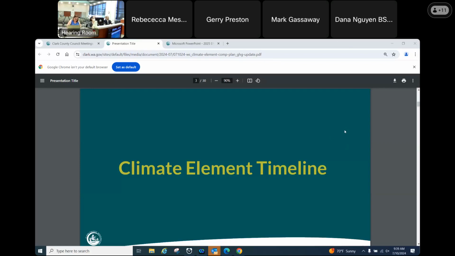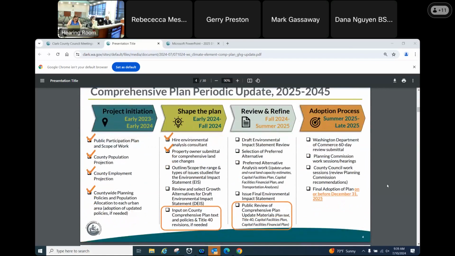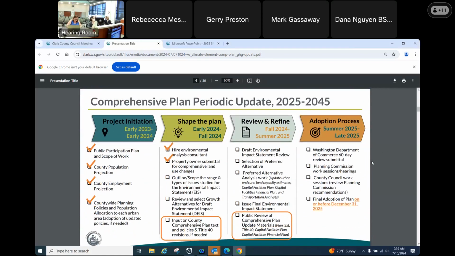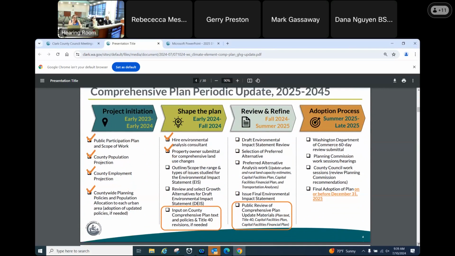Okay, and let's go to the next slide to look at the timeline. So this slide is just a reminder. You've seen this before. This is the high-level overview schedule of the whole comprehensive planning periodic update project. Check marks are showing tasks that have been completed so far. And we've circled 2 items in this timeline related to updates to the text and policies of the comprehensive plan. And this is where the climate element fits within the larger scope of this whole project, because the climate element would be adding new text and new policies into the comprehensive plan. Next slide.